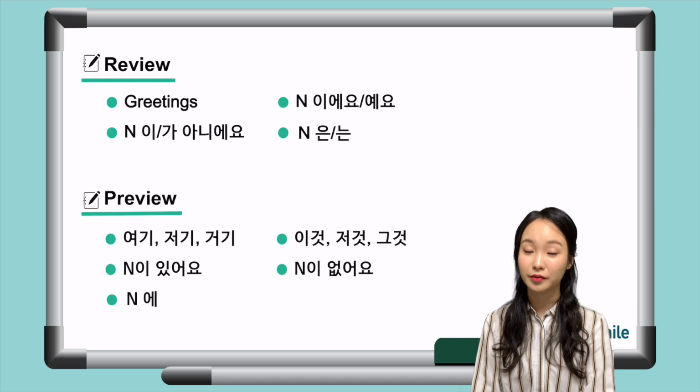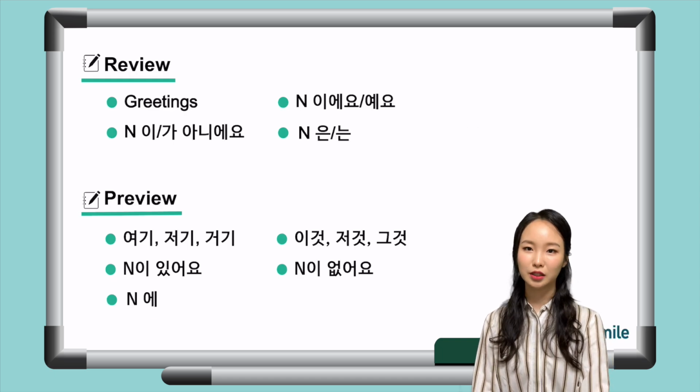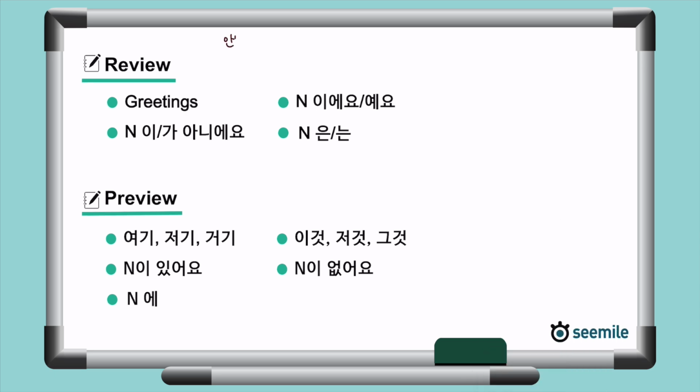What did you learn in the previous class? Some expressions of greeting like 안녕하세요, 저는 아람이에요. 만나서 반가워요. 또 만나요. We learned that 이에요, 예요 can be attached to a noun to show someone or something's identity, and that the opposite expression for that is 이가 아니에요.